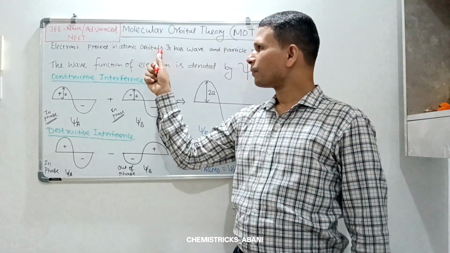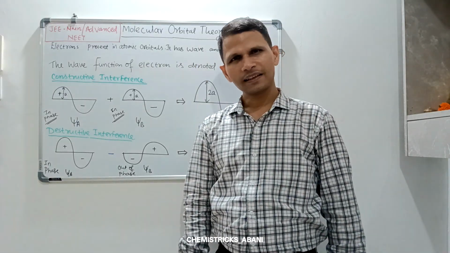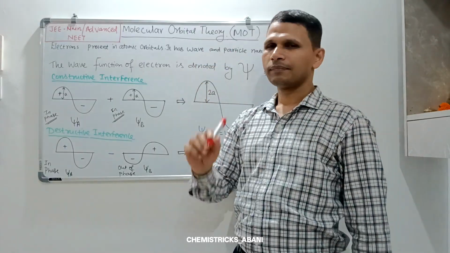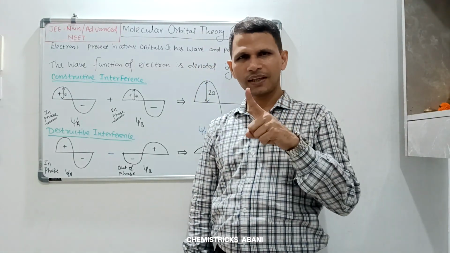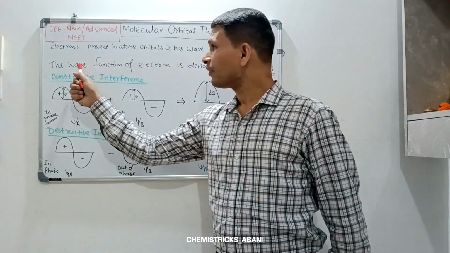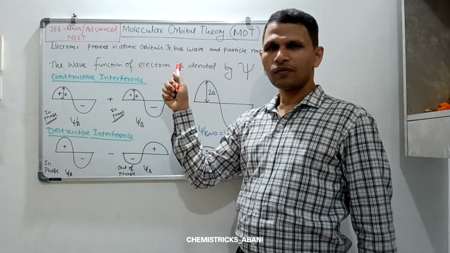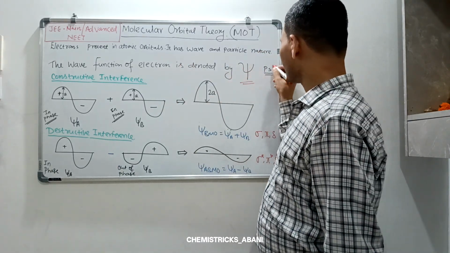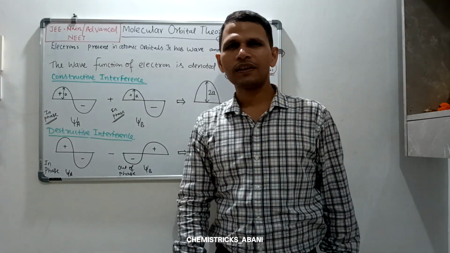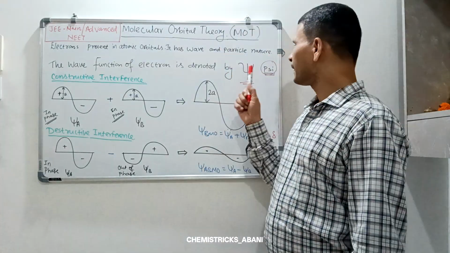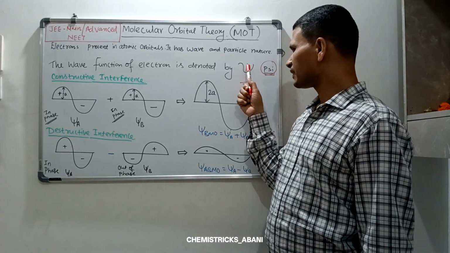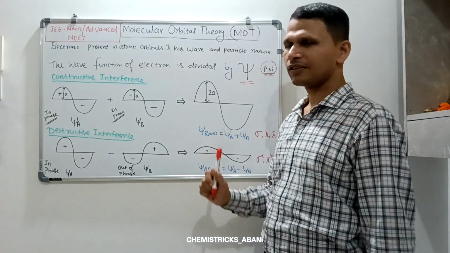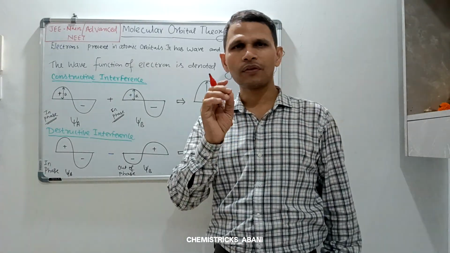Electrons present in atomic orbitals. As we know, electrons are present in atomic orbitals. Each and every electron has wave and particle nature. Electron has two types of nature, wave nature and particle nature. So the wave function of the electron is denoted by a symbol that is called psi. We can write the symbol as this psi, and the spelling of psi is P-S-I, where p is silent. So this is the symbol for wave function.